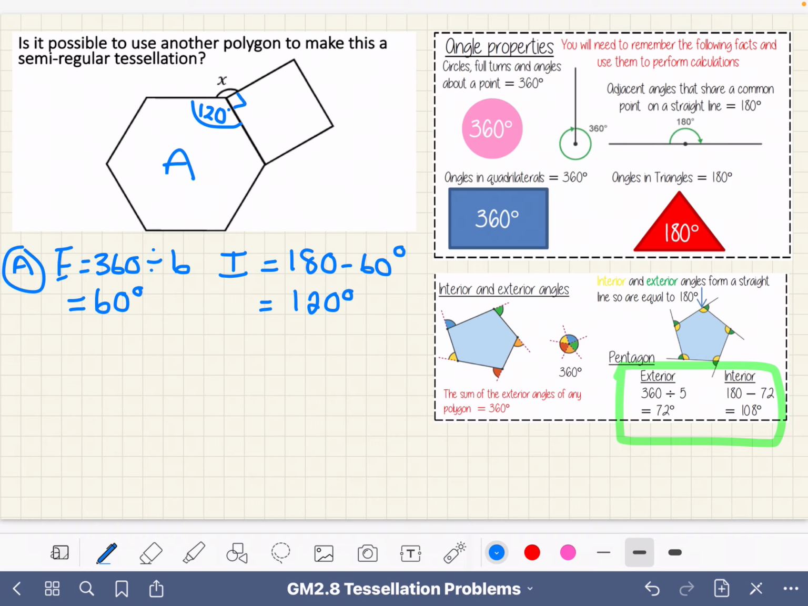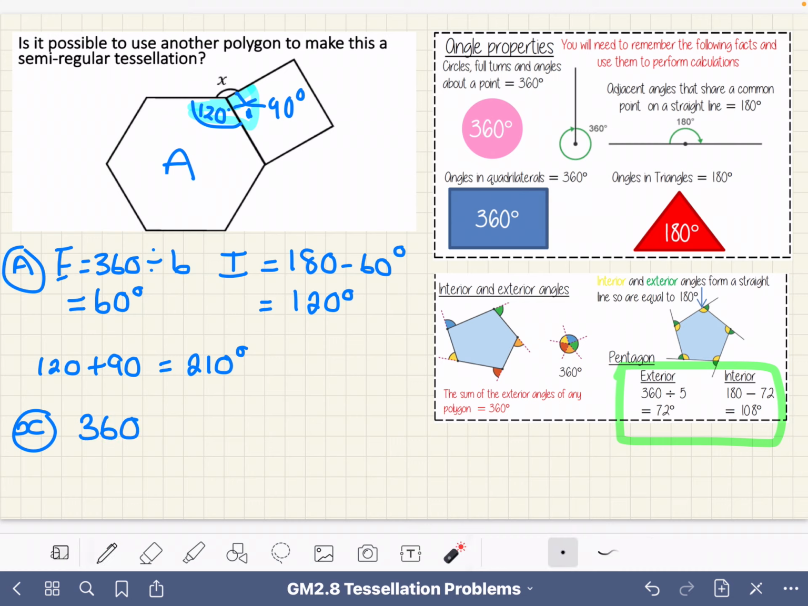We should know by now that we have 90 degrees in each corner of a square. So altogether, so far, these combined angles going across here give me 120 add 90, which is 210 degrees. That means to work out the value of x, I have 360 degrees in total. So the angles that meet at this point form 360 degrees. So far I have 210, which means I need to take that 210 away to see what I've got left over, and that gives me 150 degrees.